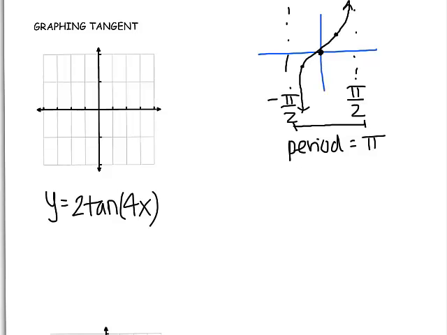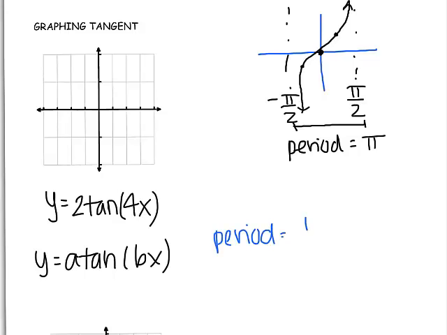So anytime you want to find the period of a tangent graph, if you think of it in general as tangent of bx, your period is going to be just pi divided by b. Okay? So when I look at tangent of 4x, that tells me that my period in this case is going to be pi over 4.